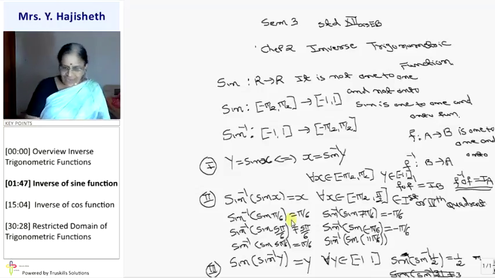Are you clear? I have given 4 examples. You can form other 8 examples. Same way for the third property.